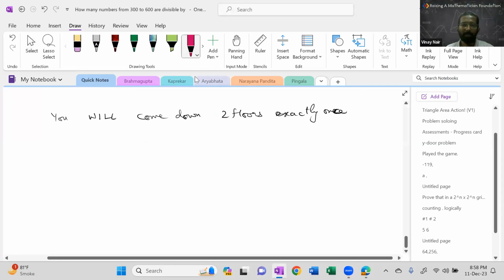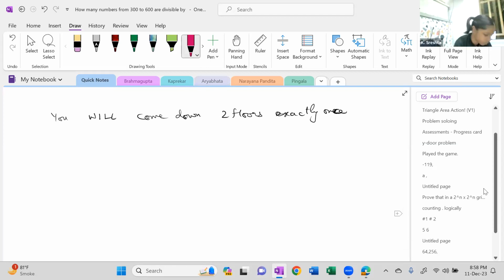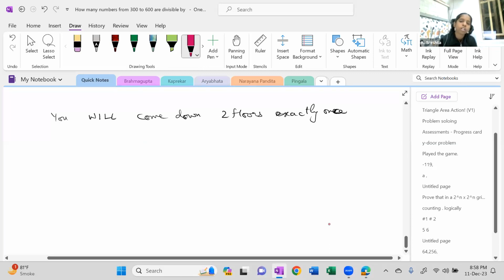Okay. Who would like to explain the second question? Do a raise hand. I'll call out your name. Sir, before that, one doubt. Yes. So the question also says you can come down. I'm asking, does it mean you can also come down every 2 floors? What do you mean every 2 floors? As in the whole 6-story building.